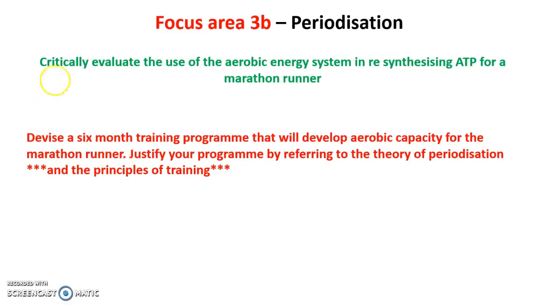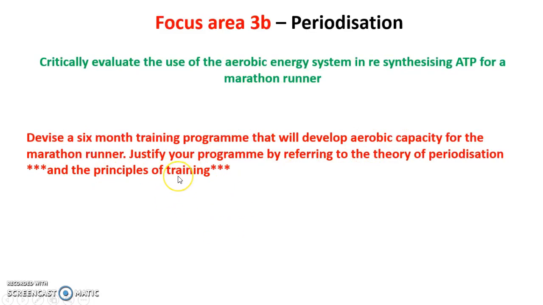And so I've put part 2 here: a 6-month training program that will develop aerobic capacity for the marathon runner. Justify your program by referring to the theory of periodization. So this will be kind of a process here. Now a 6-month training program should draw your attention to the fact that when you're talking here about periodization, you should know we're talking about macro cycles there, and then within that we need to talk about meso and micro. I'll put in stars here the principles of training.